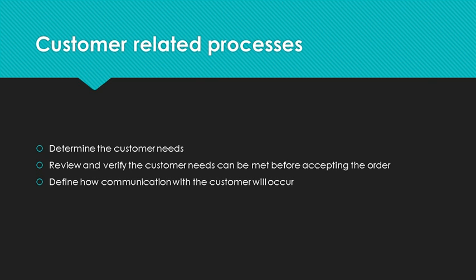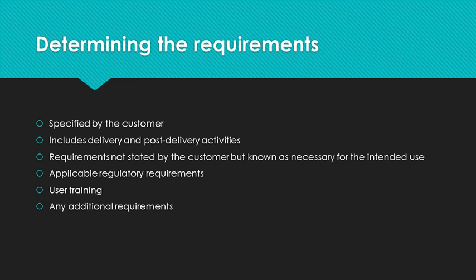Now, when we start out with customer-related processes, ISO 13485 requires the organization to determine the customer needs, review the needs before accepting the order, and communicate with the customer. That's it. That's a whole ball of wax. So the first step is to define the requirements. You need to know what the customer wants.